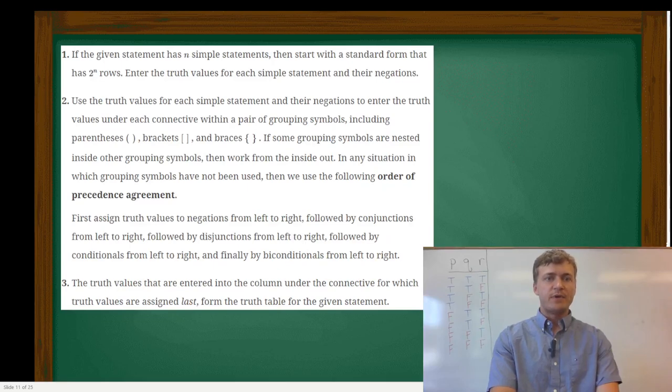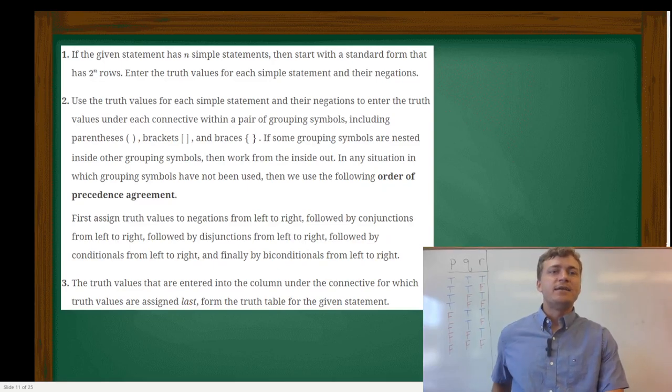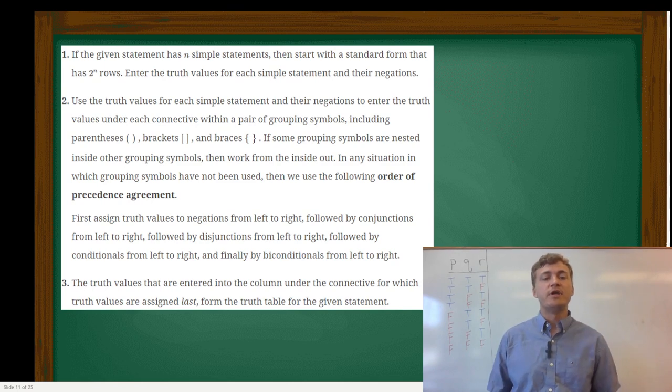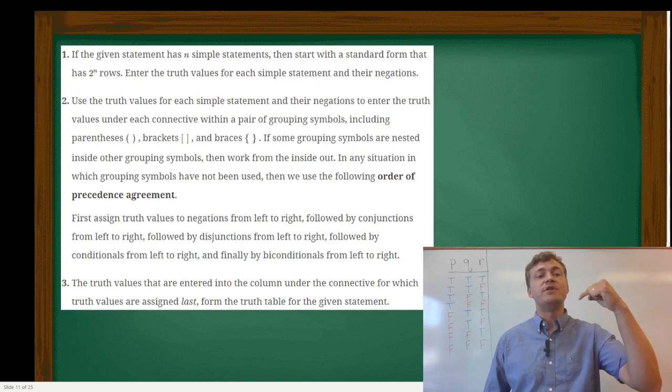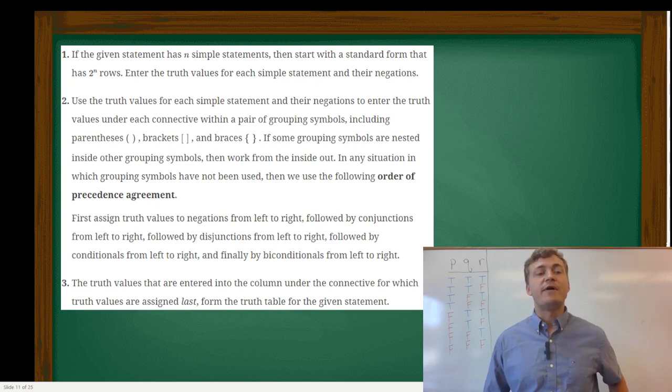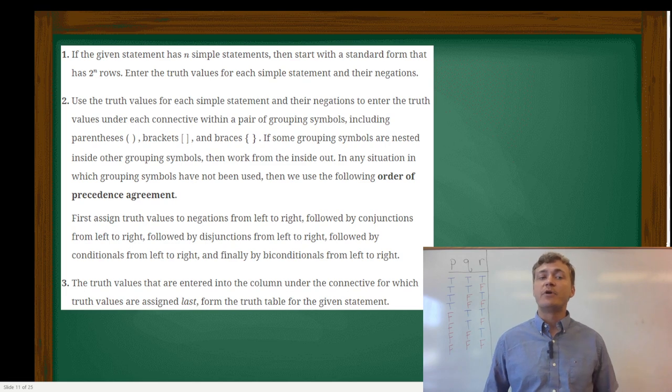If the given statement has n simple statements, then start with a standard form that has 2 to the n power rows. Enter the truth values for each simple statement and their negations. That is, as we mentioned earlier, if you have only 2 statements, you have 4 rows because 2 to the second power is 4. If you have 3 statements, 2 to the third power gives us 8 rows. If you have 4 statements, 2 to the fourth power will give us 16 rows that we would need to use for our truth table.